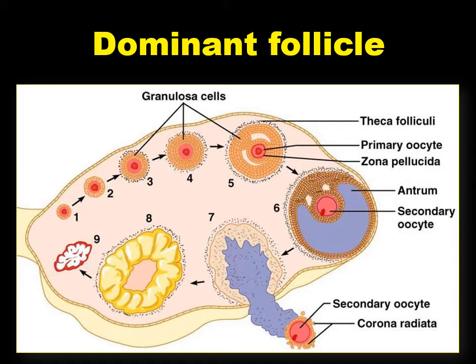The rest of the follicle will become the corpus luteum under the effect of LH, and it will continue producing the progesterone. If pregnancy does not occur, then this will become atretic and it will change to a fibrous tissue called the corpus albicans.